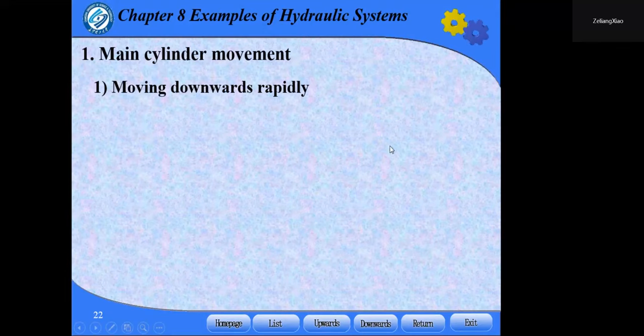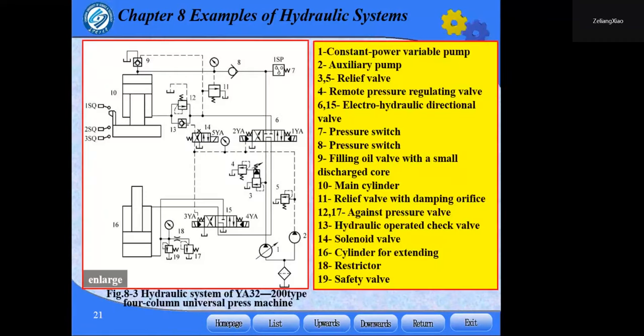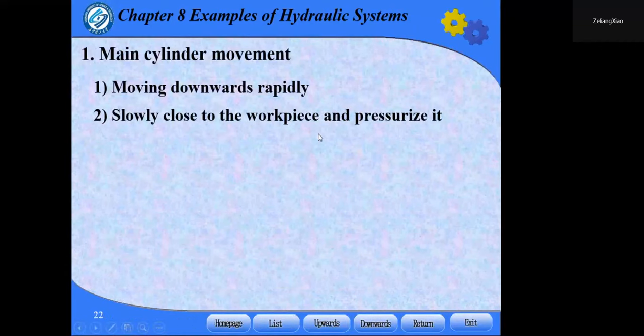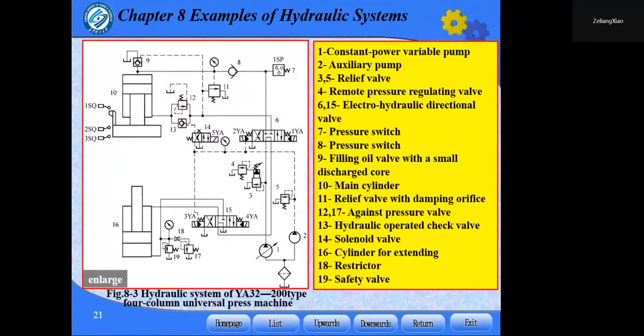Now the main cylinder movement. This figure shows its operating. The main cylinder movement. First part is moving downward rapidly. You can see its principle by studying the solenoids: 1YA and 5YA are engaged.